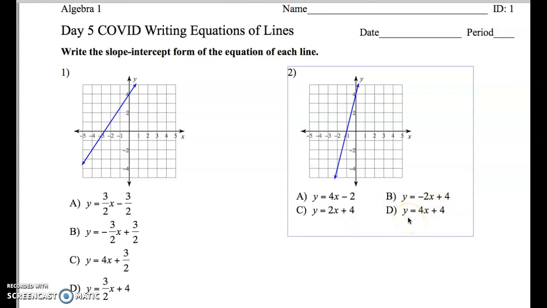So go back to slope now. Look at that point there. Again, trace this back to find another point, which it hits right there. So go up 1, 2, 3, 4, and over 1. A slope of 4 over 1 is a slope of 4. So there's your slope of 4 and your y-intercept of 4.